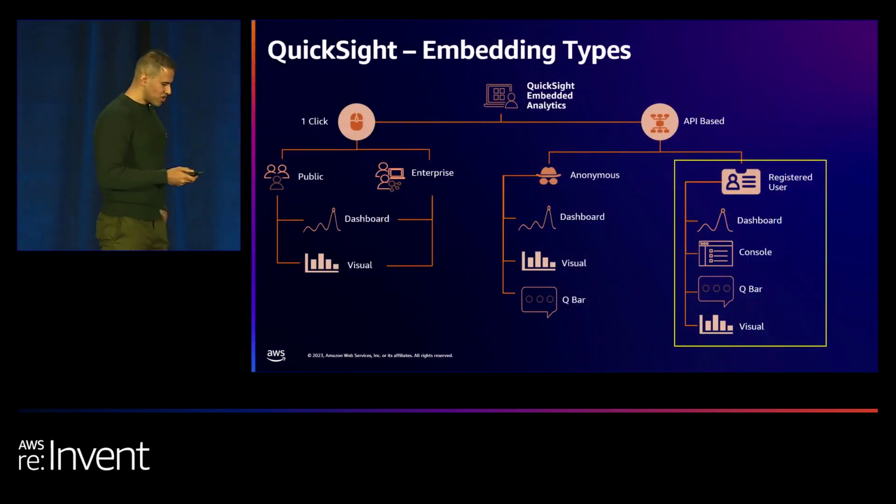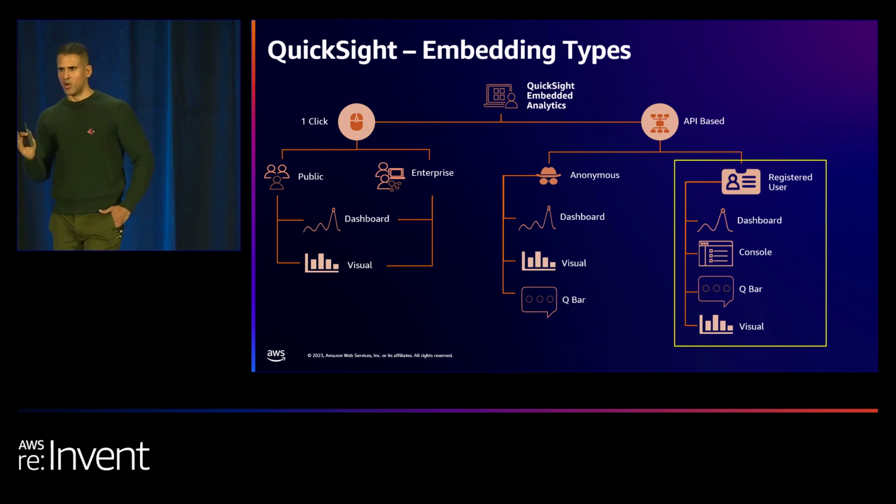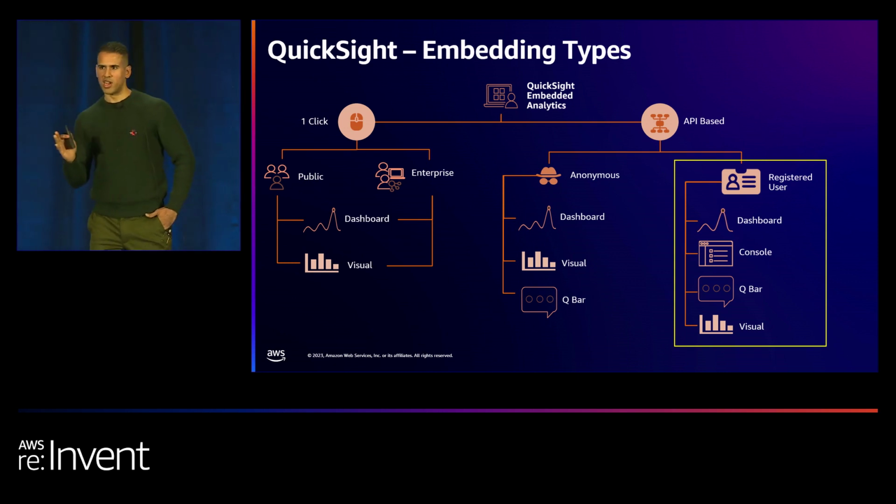I know that Joe's already talked about the various embedding types, but I want to talk very briefly about these. There is one-click user embedding. Again, it's very good for POCs and for your internal applications. All you do is generate a static URL embedded within an iframe in your application, and you're good to go. But the approach that we took is the registered user embedding, where the identity of the user is present in QuickSight. So you would ask why?